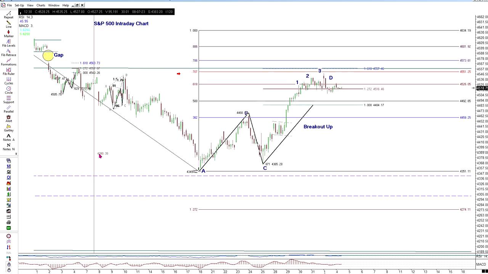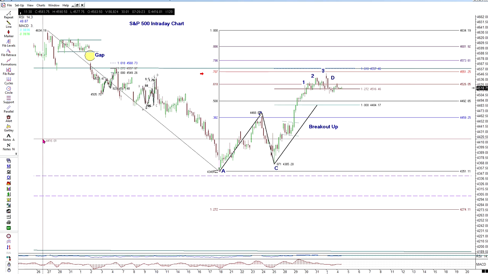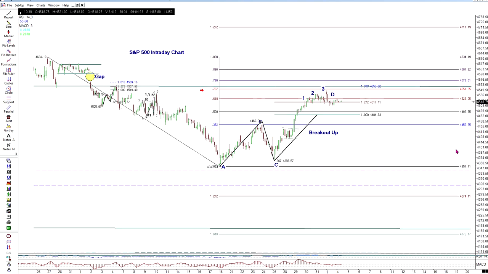Now the market had found support. These dashed lines had been on my chart and extended out for quite some time. I tend to put those on my charts and keep them on there so I don't forget about them. And here's the ABCD pattern.